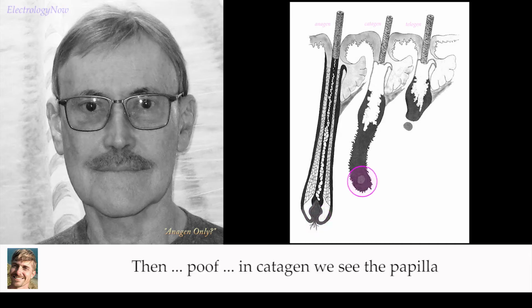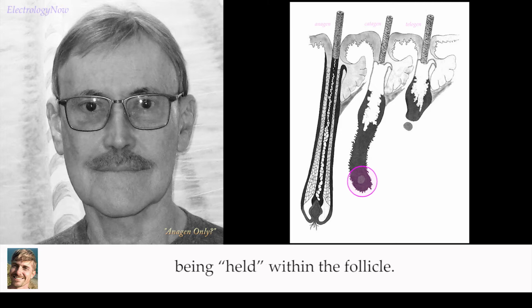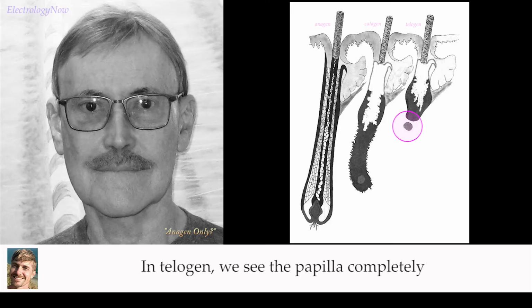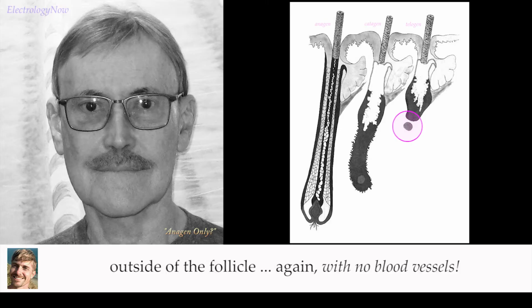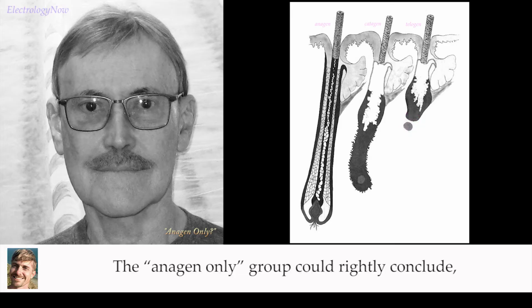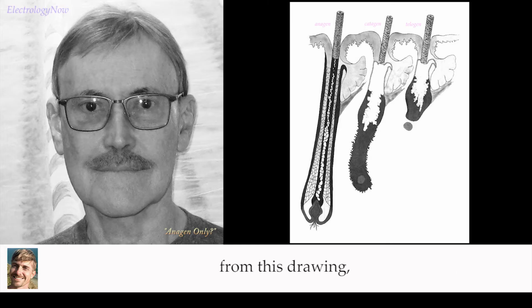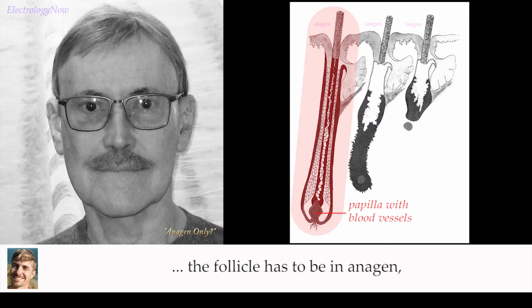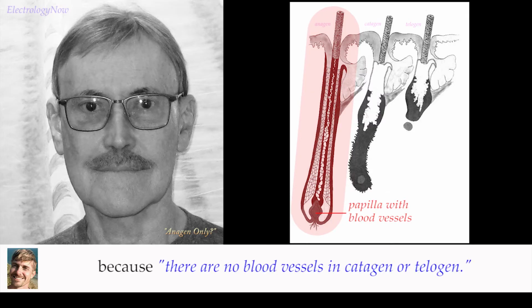Then poof, in catagen we see the papilla being held within the follicle. But where did the blood vessels go? Who ate them? Beamed up by space aliens? In telogen we see the papilla completely outside of the follicle, again with no blood vessels. Where did they go? The anagen-only group could rightly conclude from this drawing that in order to destroy the blood supply, the follicle has to be in anagen, because there are no blood vessels in catagen or telogen.